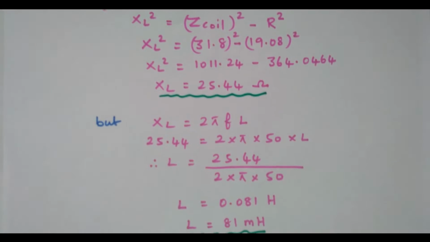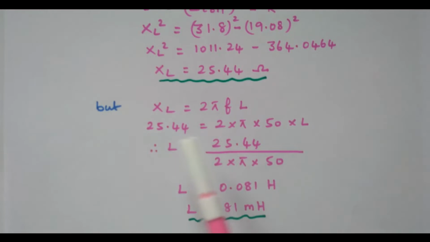This inductive reactance is also written in another form, XL equal to 2 pi F into L. So the inductive reactance we calculated, 25.44, is equal to 2 into pi into the frequency 50 into L. This L is what we needed. So bring this term to the denominator. L equal to 25.44 divided by 2 into pi into 50. By simplifying this, we got 0.081 Henry. That can be written as 81 millihenry.